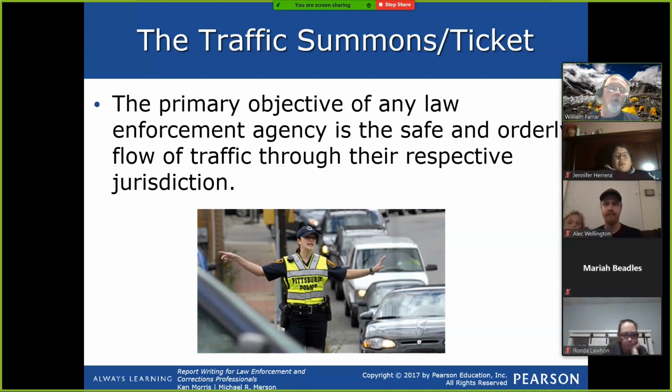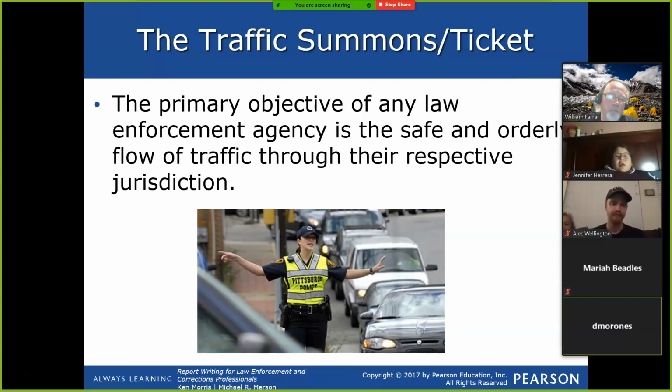You can pull people over and issue a warning. Some departments have written warnings. Anybody have an idea why they would want you to issue a warning in writing instead of just saying, hey, I'm going to give you a warning, see you later? So there's documentation. If another officer pulls them over later, they don't just keep getting warning after warning after warning. That's one good thought. That's good.